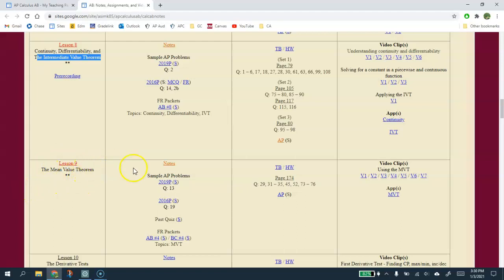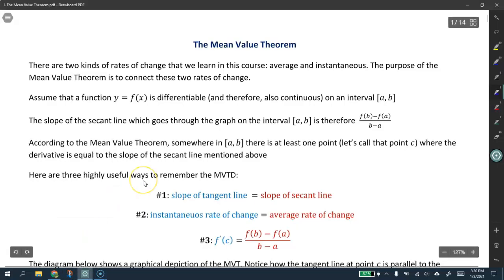Just so you know, I am accessing the notes and simply working you through the notes and the examples. So you can click here and look at the same notes yourself. All right, so let's go ahead and get started.